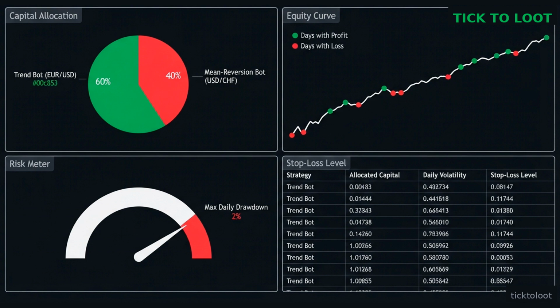To make this work, you need a clear plan that tells you how much money each algorithm can use, how much loss you are willing to tolerate each day, and how you will monitor everything. Look at the dashboard in the image.